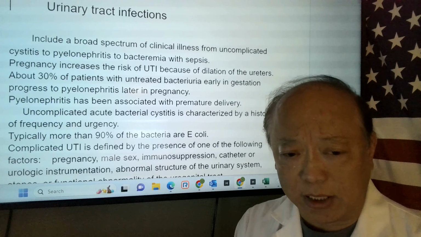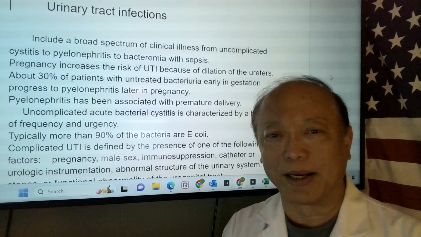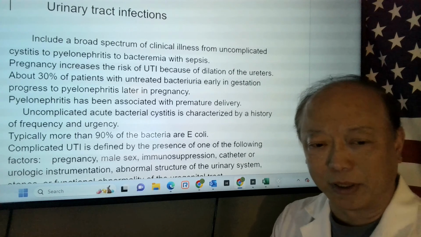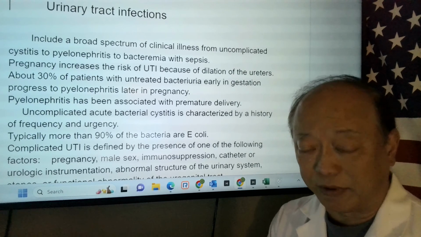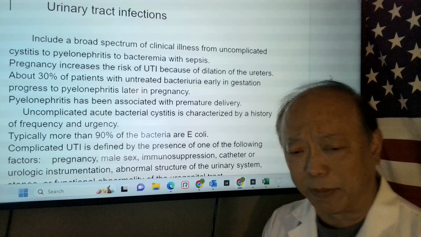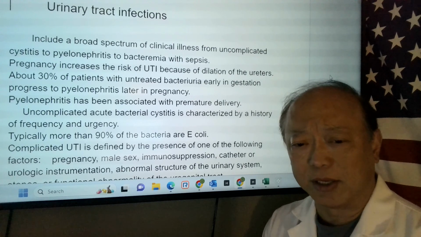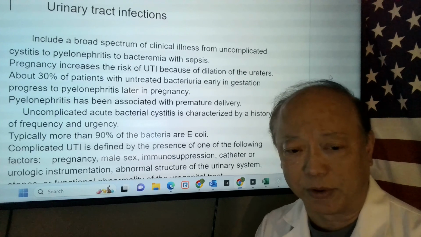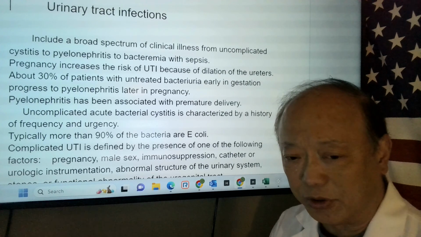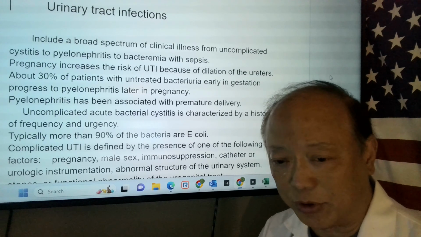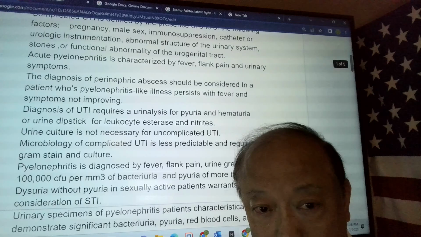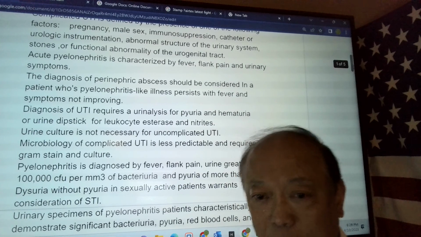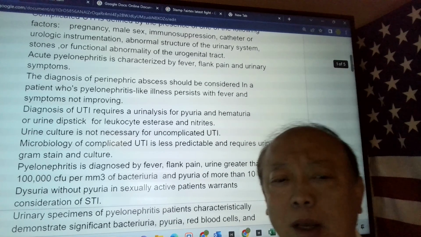Complicated UTI is defined by the presence of one of the following: pregnancy. If someone's pregnant, that's considered complicated UTI. Male sex, immunosuppression, catheter or urological instrumentations, and abnormal structure of the urinary system, stones or functional abnormality of the urogenital tract.